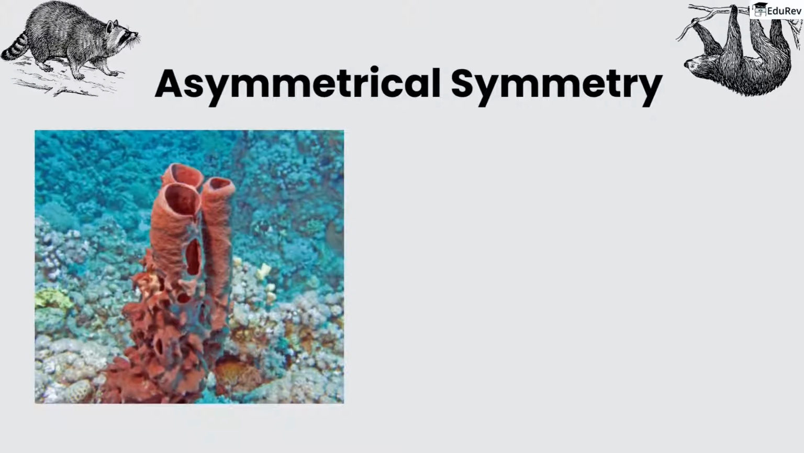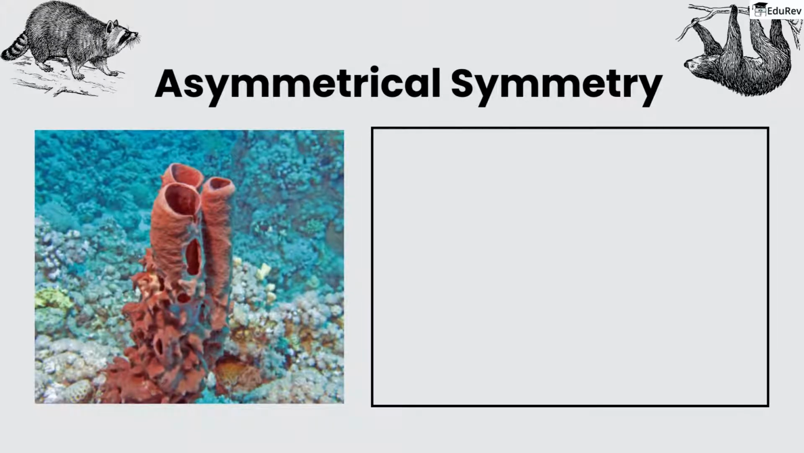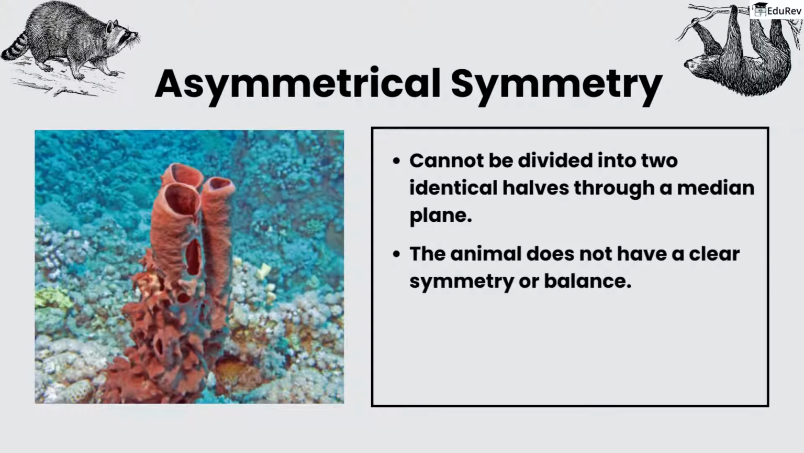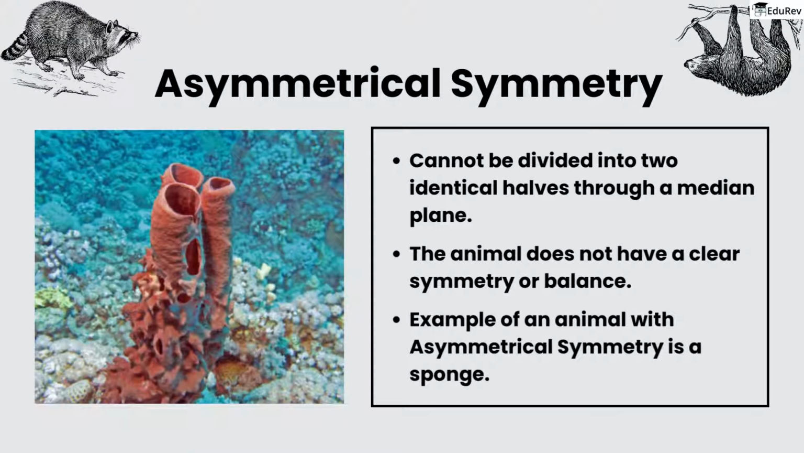Lastly, we have asymmetry. Organisms that are asymmetrical cannot be divided into two identical halves through a median plane. This means that the animal does not have a clear symmetry or balance. An example of an asymmetrical animal is a sponge.